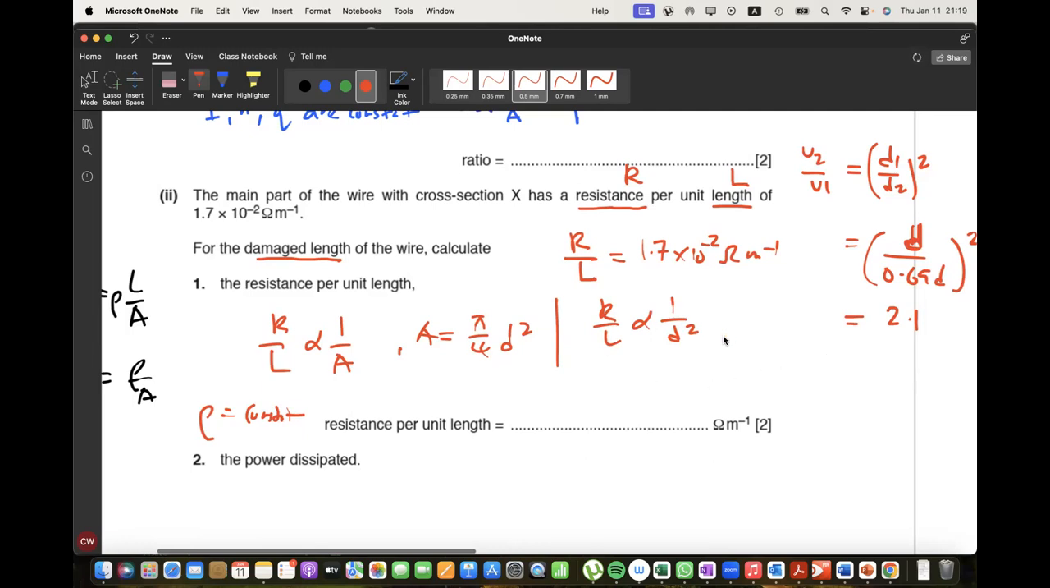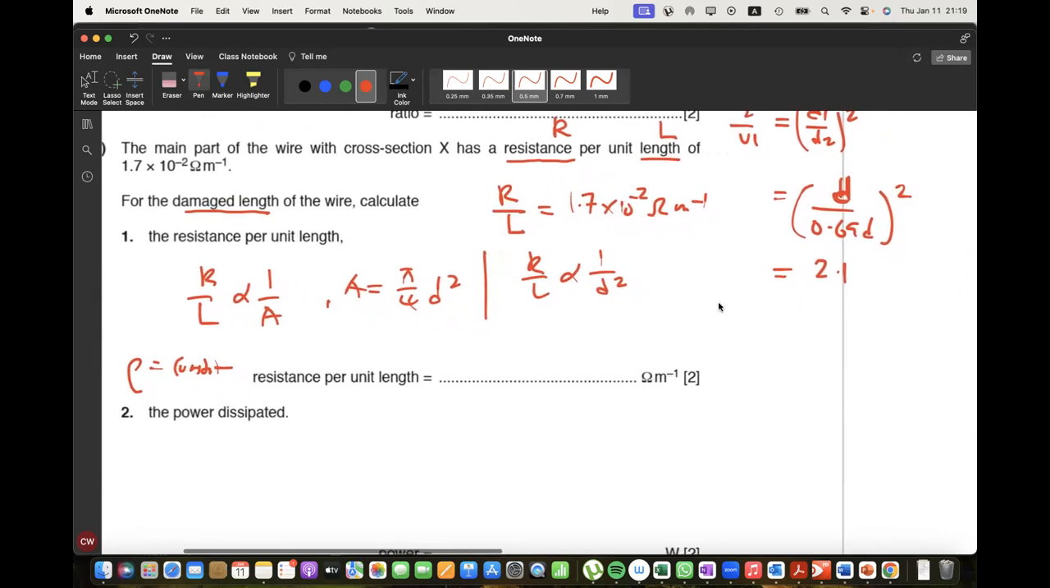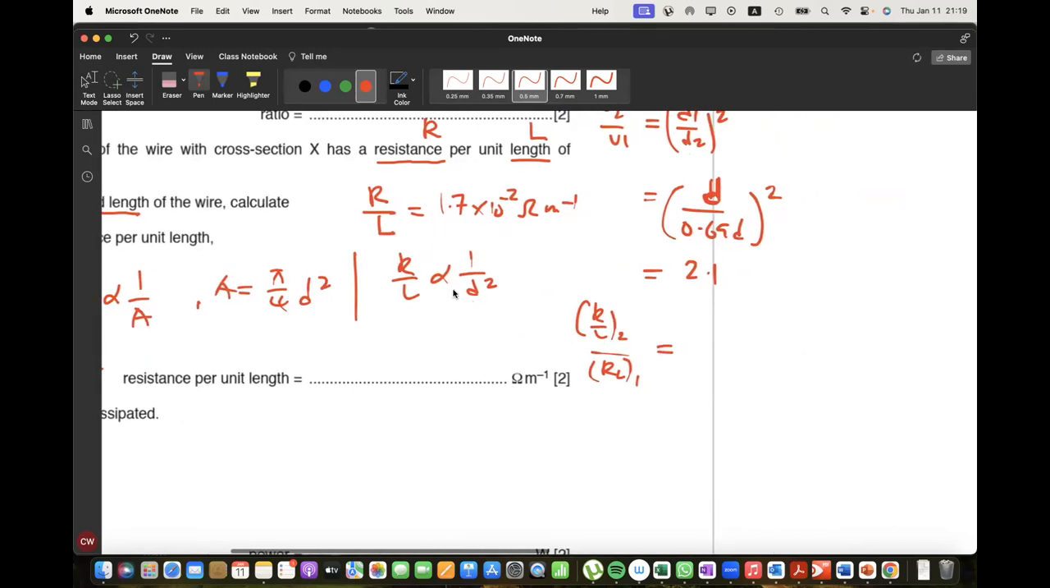Okay, now inverse square law again. That means R over L for number 2 over R over L for number 1 is equal to inverse law. Which one is on the top? 1, 2, so become 2, 1 become 1, 2. Okay, based on this, write one more. Relationship with diameter, inverse law. Okay, now. Here 2, here 2, here 1, here 1.